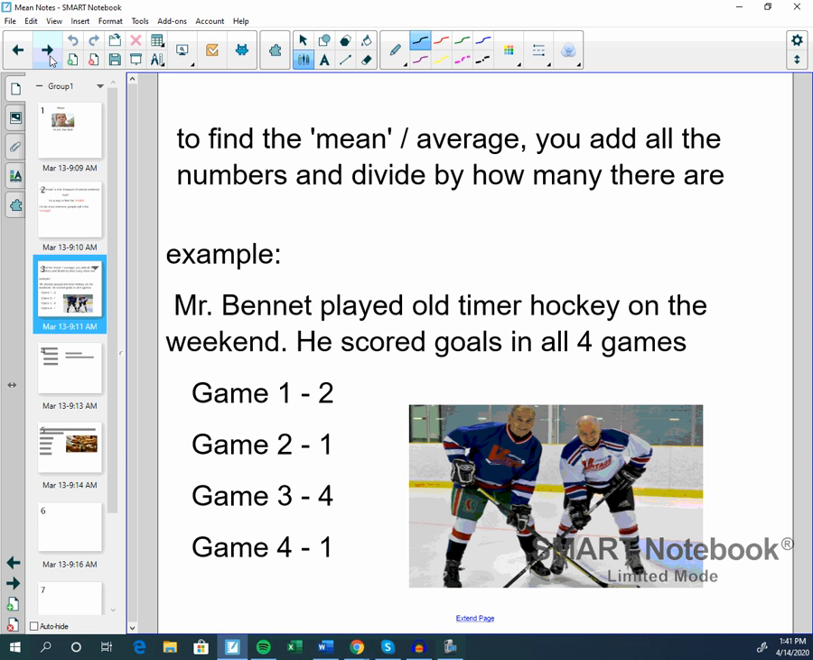Okay, so to find the mean or average, you simply add all the numbers and divide by how many there are. Now, you've probably done this already in an earlier grade, maybe grade 6 or so. So this is generally just kind of a review.